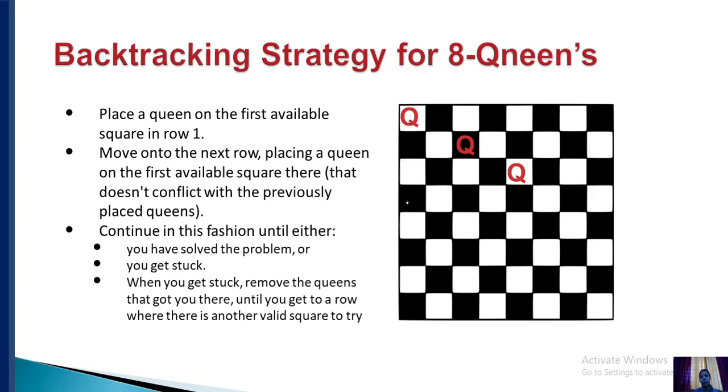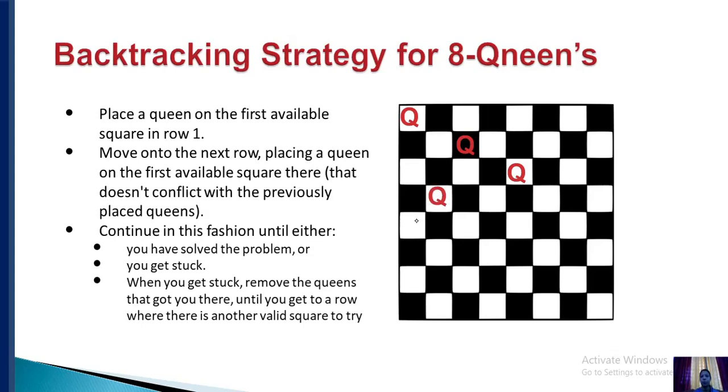Now we have to place the next queen in the next available place. So if I place the fourth queen here, it will clash vertically with the first queen. And if I place the fourth queen in this place, it will not clash with any other. So we will place it here.